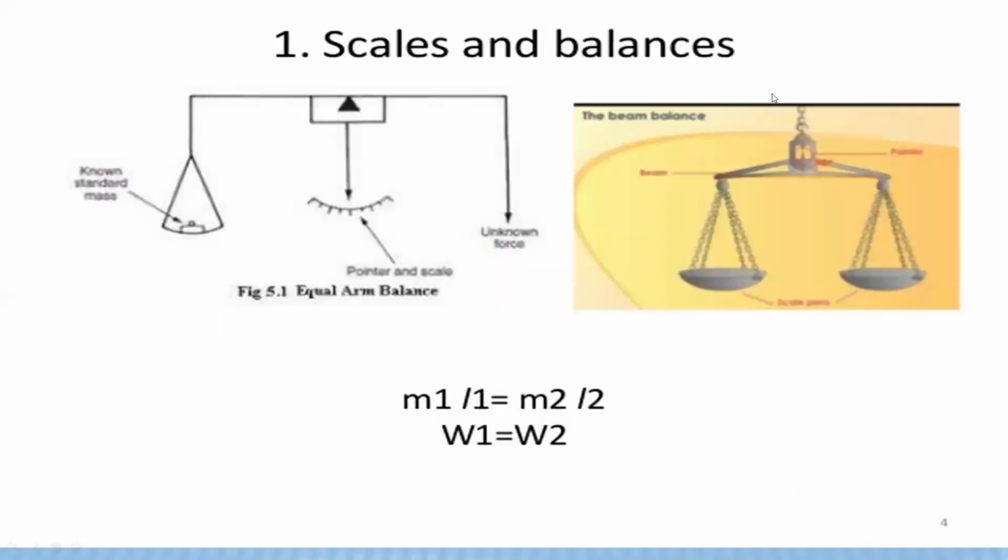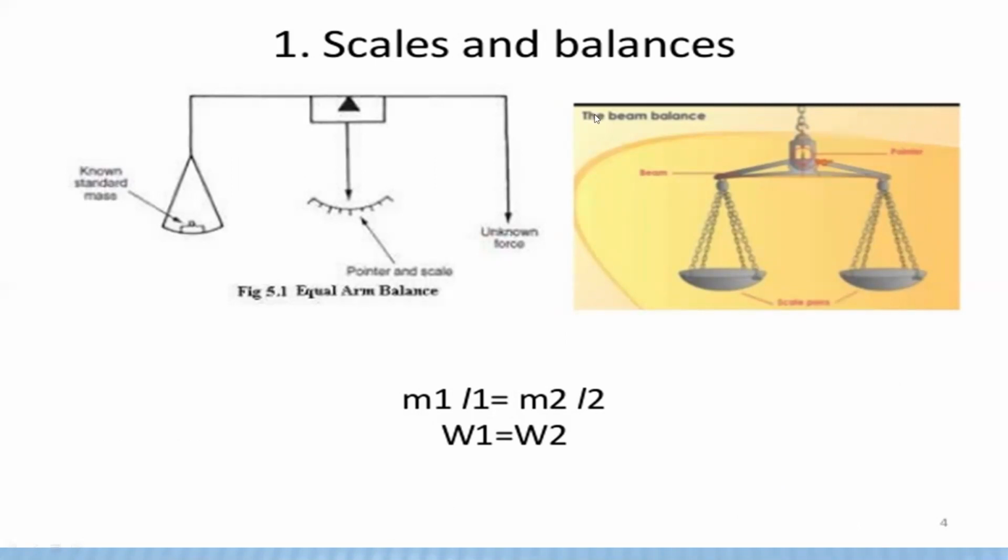Next, you can see the equal arm beam balance diagram. What is the condition? It is M1 L1 is equal to M2 L2, that is, weight W1 is equal to weight W2. M1 L1 is equal to M2 L2, and finally what I am getting is W1 is equal to W2.